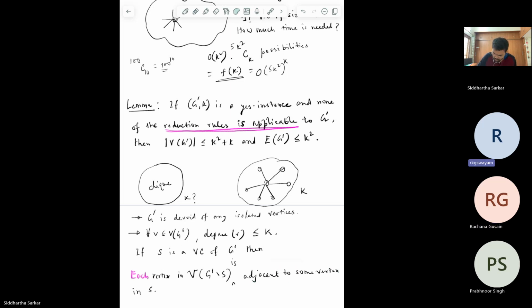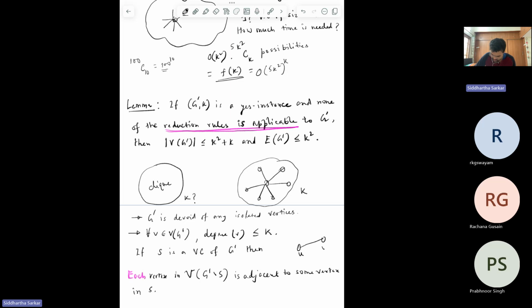Yes. What does it mean? So this is the meaning of what is a vertex cover. Suppose that there is a vertex cover S of G dash. Then every vertex which is not in S must be adjacent to some vertex in S.